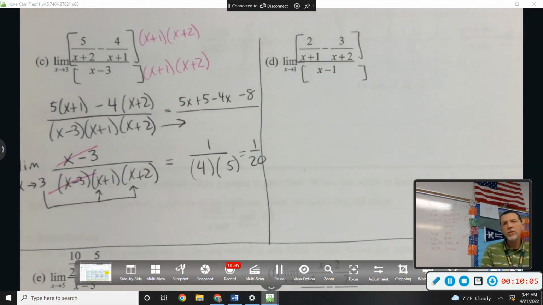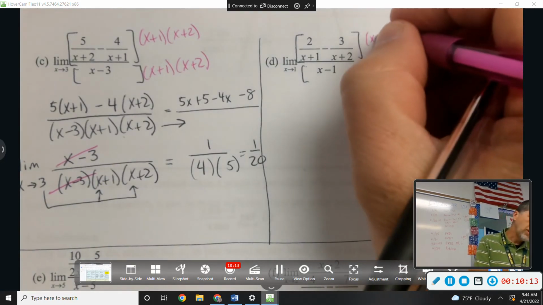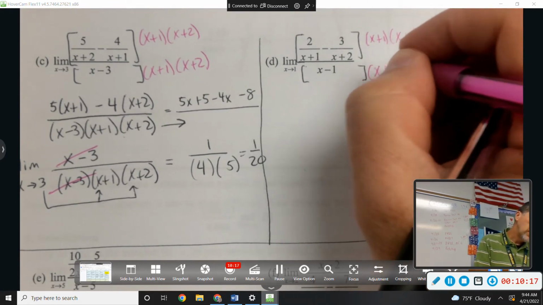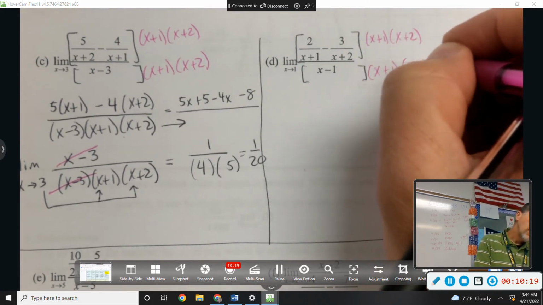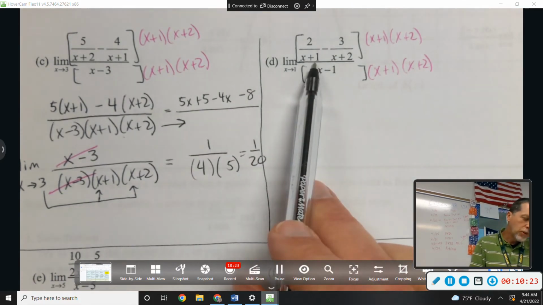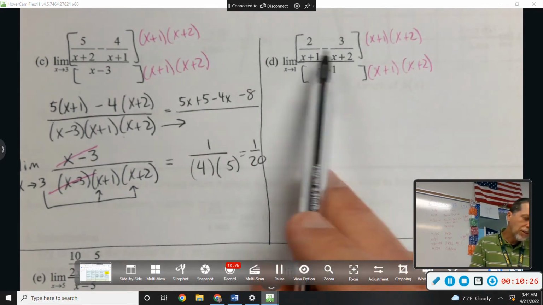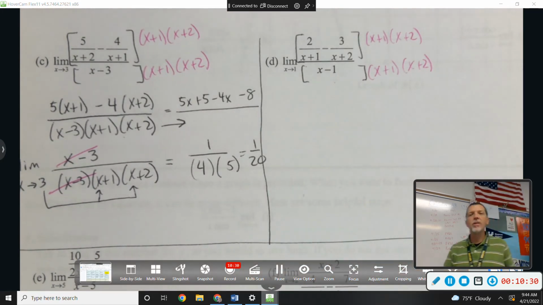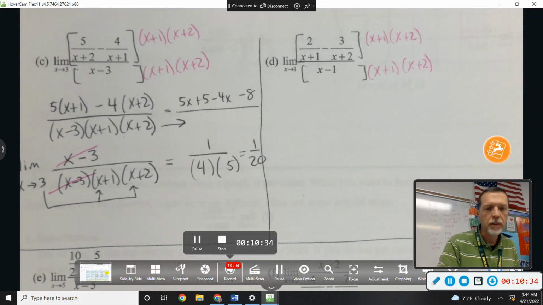Letter D, what should we multiply by for that one to make everything go away? X plus 1 and x plus 2. I'm going to press pause. Oh, we're supposed to check it's 0. 2 over 2 minus 3 over 3, so that's 1 minus 1 over 1 minus 1. So yeah, that's 0 over 0. So I'm going to press pause. You see if you can take it from there.